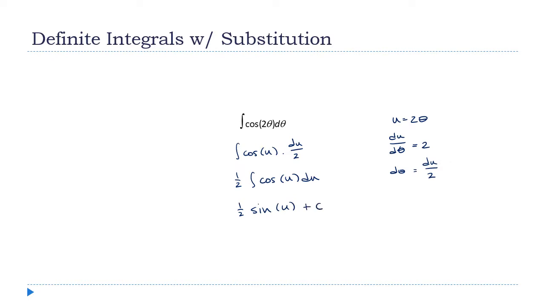And now our final step on these things is always to go back to the original variable. Replace that u with 2 theta. And I get 1/2 sine 2 theta plus c. And that does it. There's my answer.